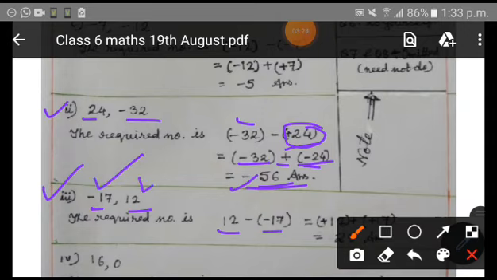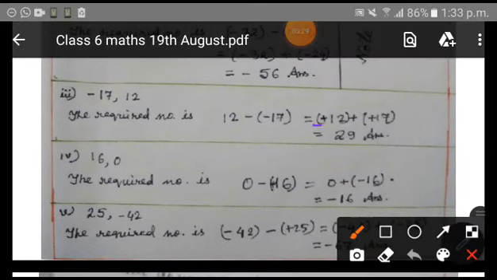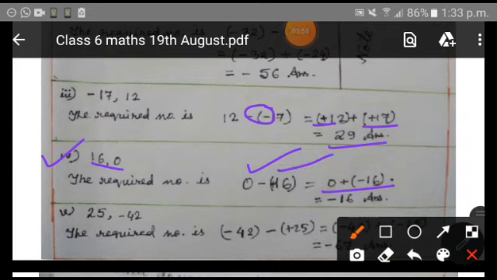First number subtracted from the second number. So when you are subtracting, here you will get plus 12 plus of plus 17, because this minus of minus is becoming plus. So plus 12 plus of plus 17 which is giving you plus 29. Next one, 16 comma 0. So the required number will be second number minus the first number, that means 0 minus of plus 16. So here we will get 0 minus 16 which is actually minus 16.